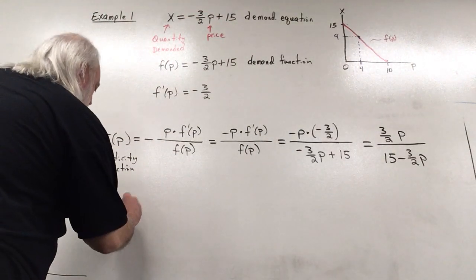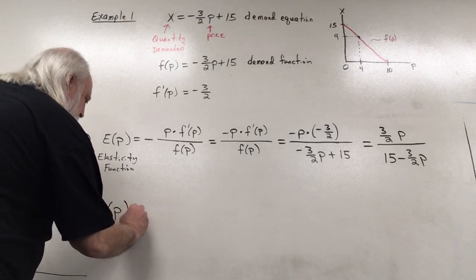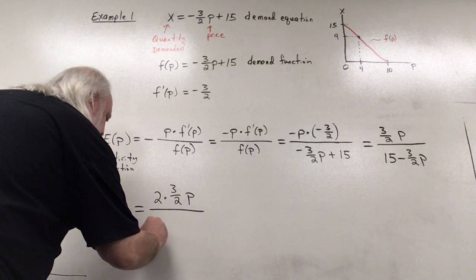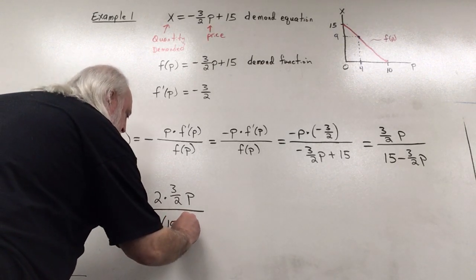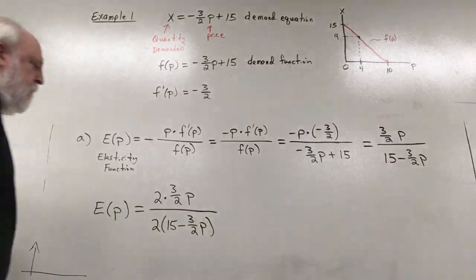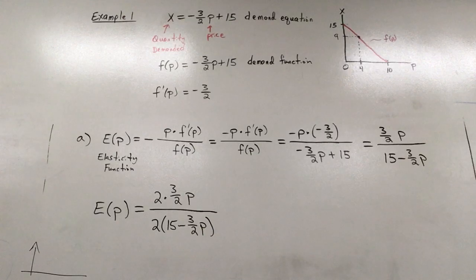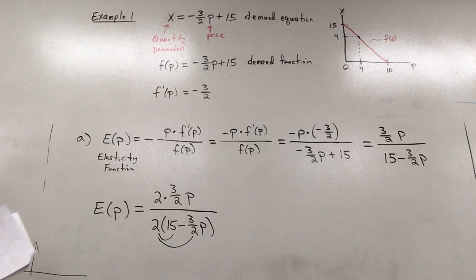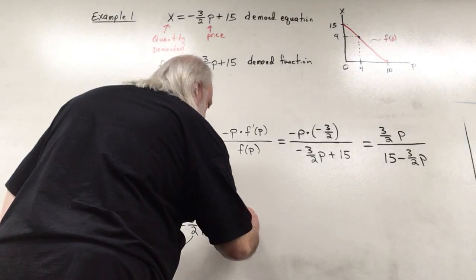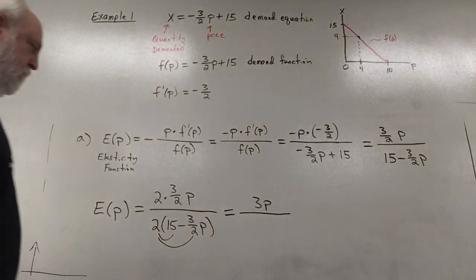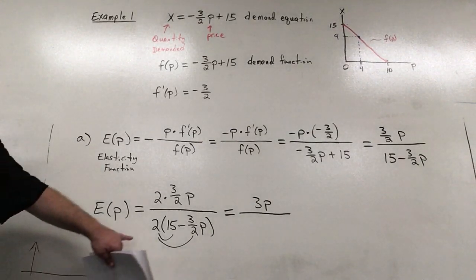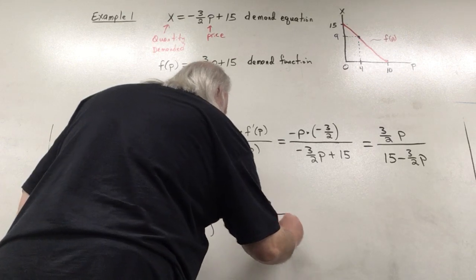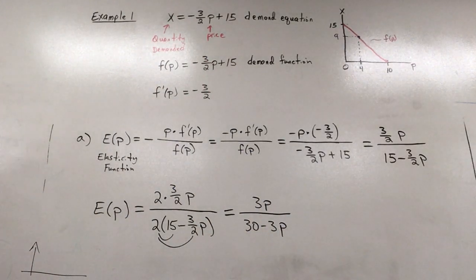So we have E of p, multiply the top by 2, multiply the bottom by 2. And you have to multiply both those terms in the denominator by 2, so you've got to put 15 minus 3/2 in parentheses. And then you use the distributive property in carrying out that multiplication in the denominator. Well, 2 times 3/2 is 3, and so the numerator just simplifies to 3p. And the denominator, 2 times 15 is 30. And 2 times 3/2 again is 3. And so the denominator simplifies to 30 minus 3p.